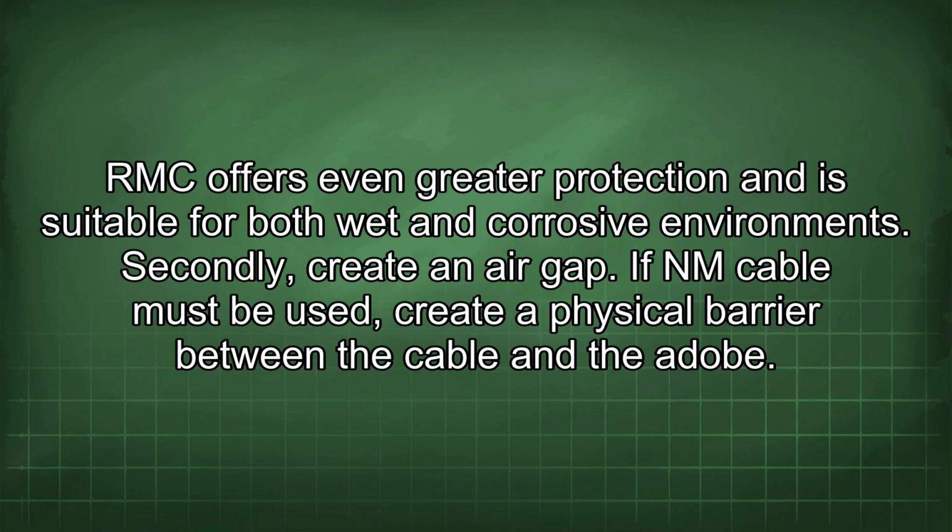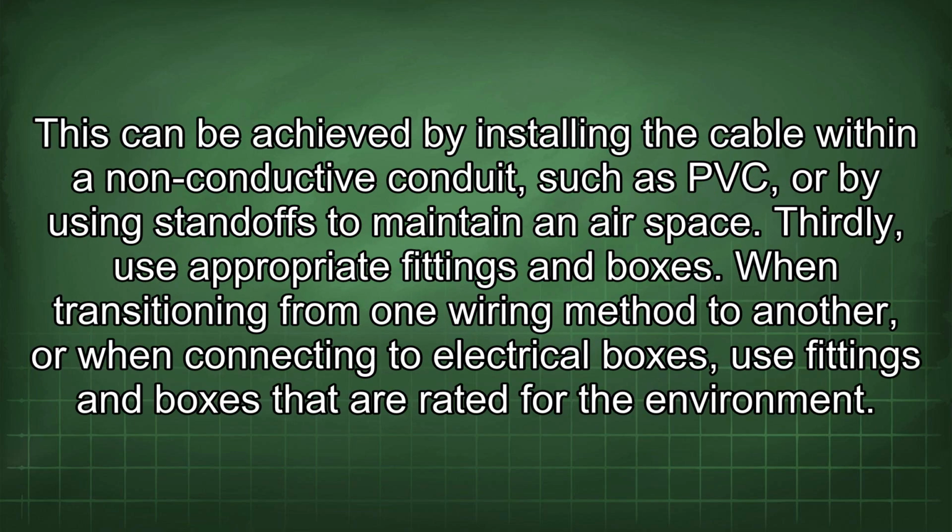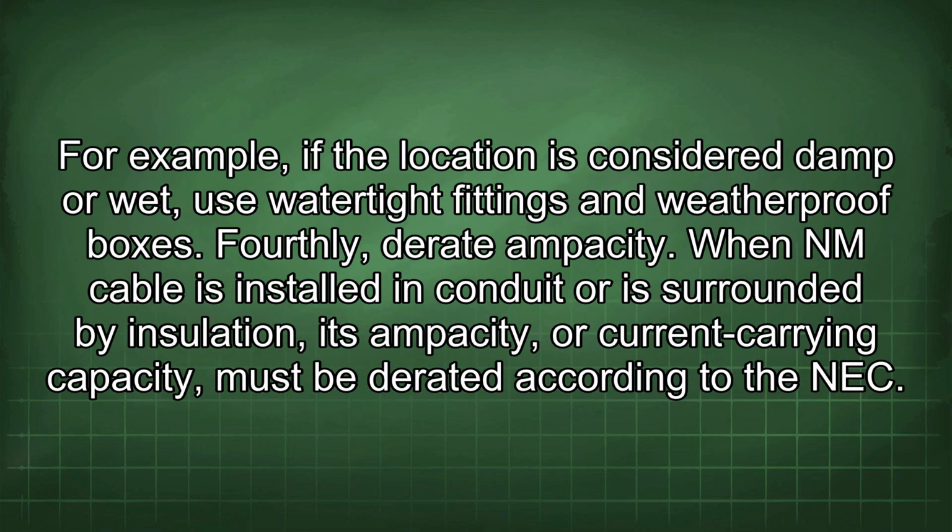Secondly, create an air gap. If an NM cable must be used, create a physical barrier between the cable and the adobe. This can be achieved by installing the cable within a non-conductive conduit, such as PVC, or by using standoffs to maintain an air space. Thirdly, use appropriate fittings and boxes. When transitioning from one wiring method to another, or when connecting to electrical boxes, use fittings and boxes that are rated for the environment. For example, if the location is considered damp or wet, use watertight fittings and weatherproof boxes.